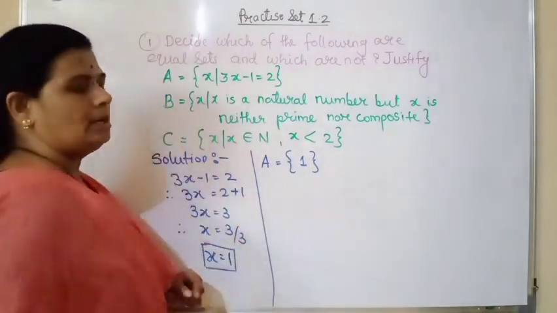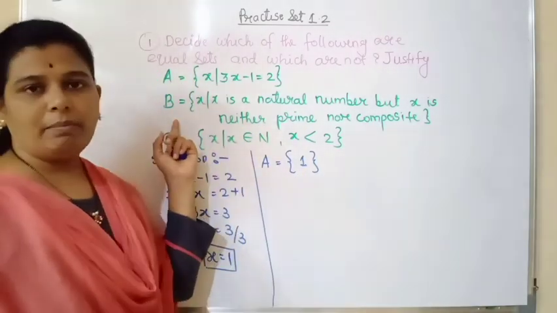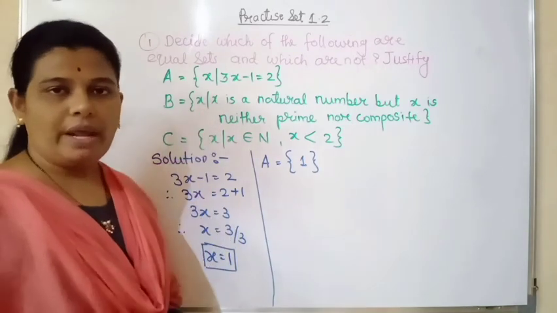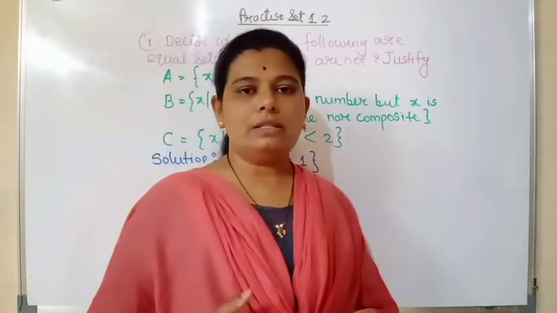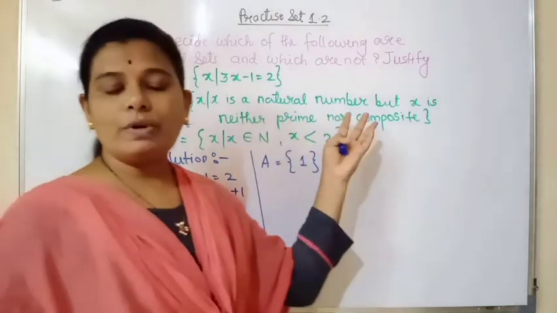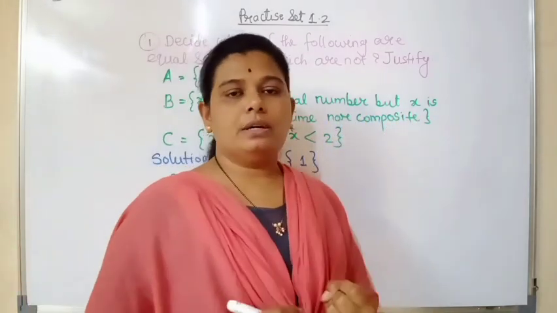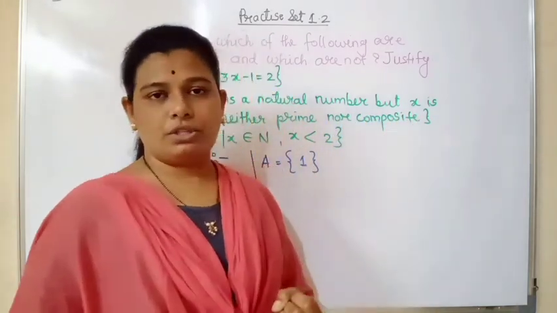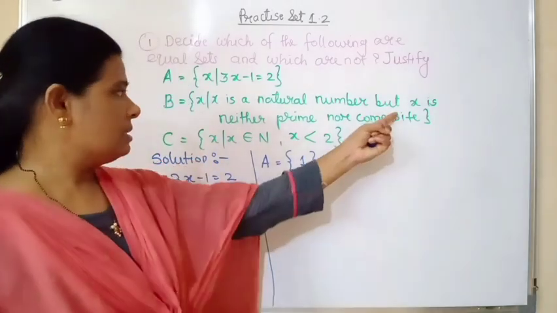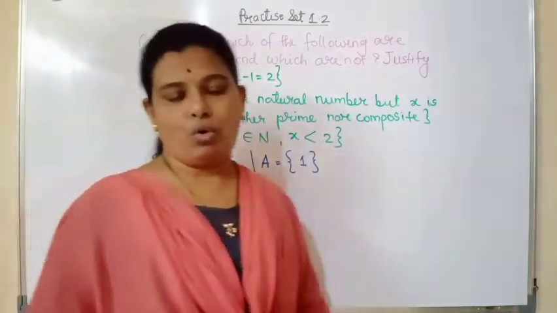Now see the set B. What is given in the set B? It is a set of x such that x is a natural number first of all. Okay, x is a natural number, this is the first thing. But x is neither prime nor composite.